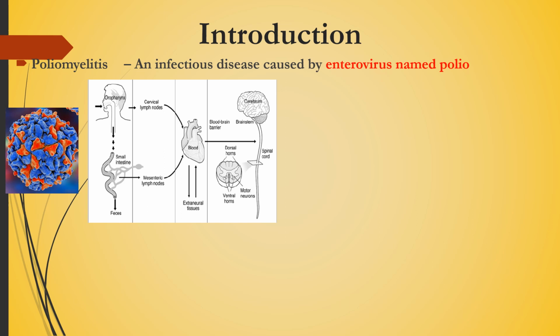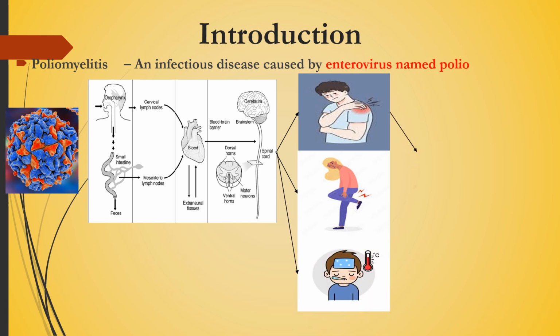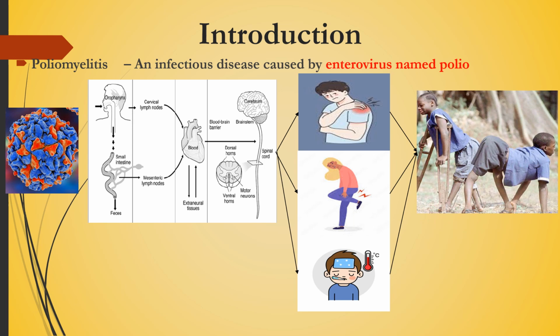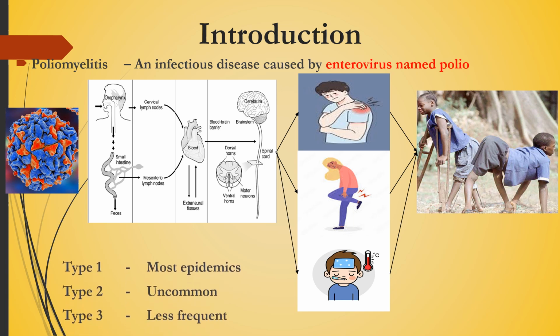As it multiplies, the virus destroys motor neurons. Muscle pain, spasms, and fever are associated with the rapid onset of acute flaccid paralysis. Paralysis due to poliomyelitis is almost irreversible. There are three antigenic types. Most cases of paralysis and epidemics are due to type 1. Paralysis due to type 2 is uncommon. Paralysis due to type 3 is less frequent.